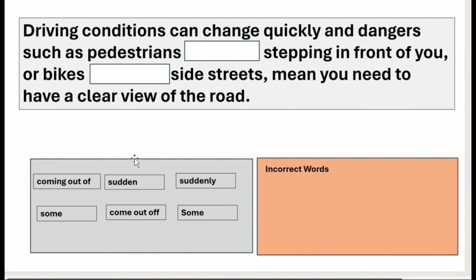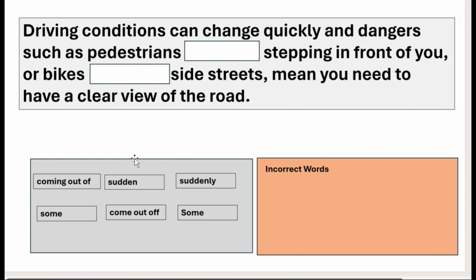Driving conditions can change quickly, and dangers such as pedestrian gap stepping in front of you or bikes gap side streets mean you need to have a clear view of the road. So this is the question, and we have some options there for the answers. Okay, so let's do it.